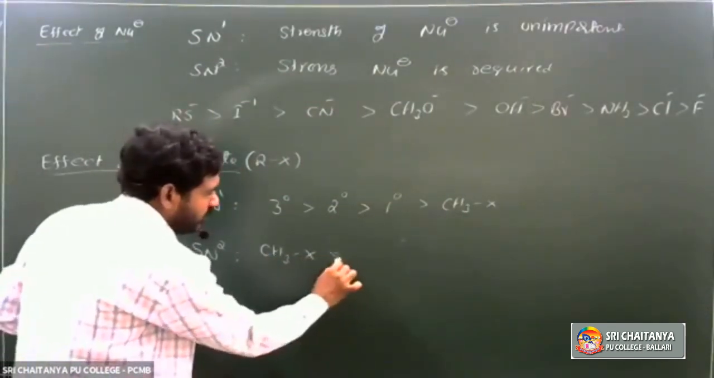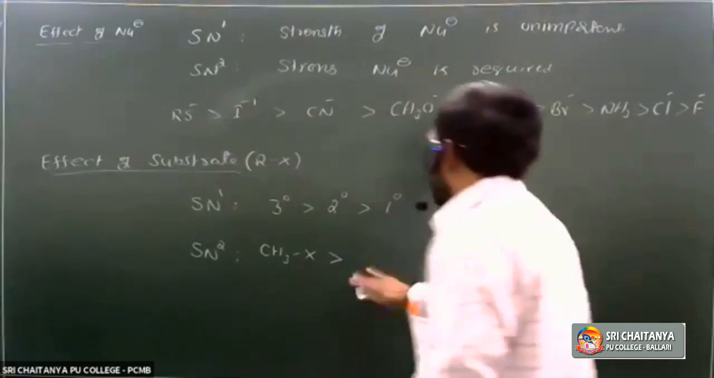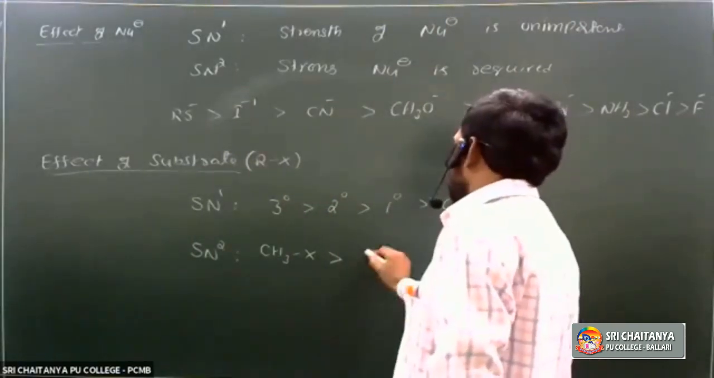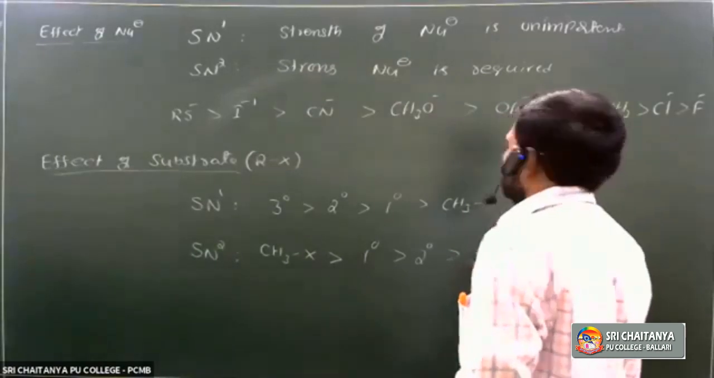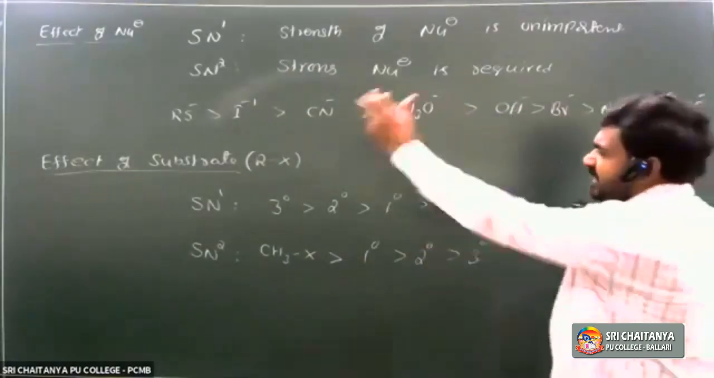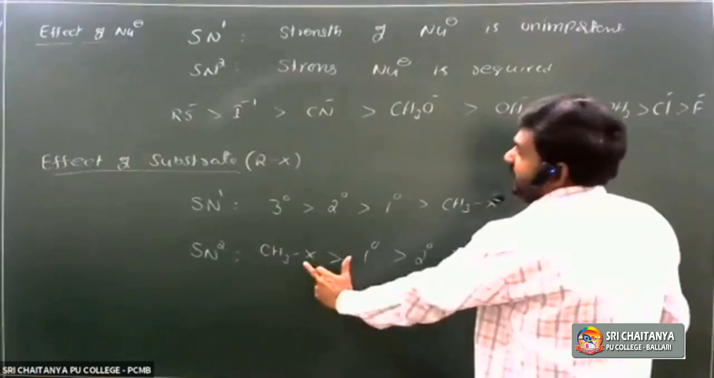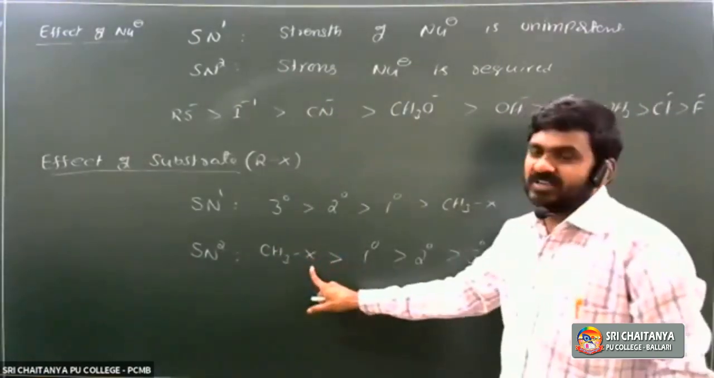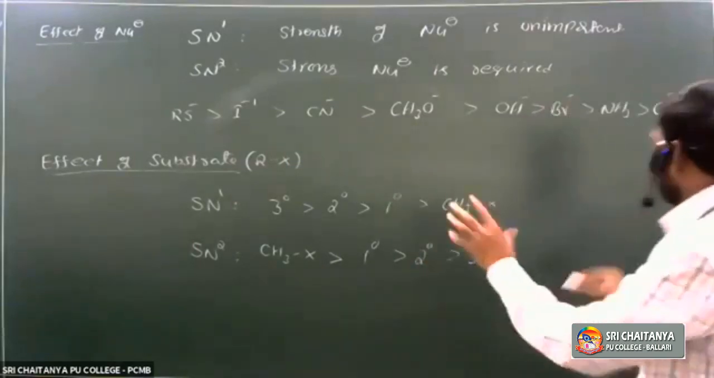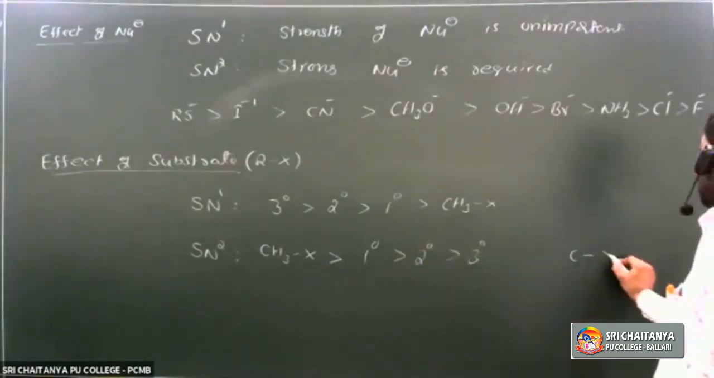Methyl halides are more reactive towards SN2 reaction than primary alkyl halides, than secondary alkyl halides, than tertiary alkyl halides. It is the reverse order, because in the case of SN2 reaction, the rate depends on the alkyl halide and OH minus. OH minus attacks the back side of the leaving group.